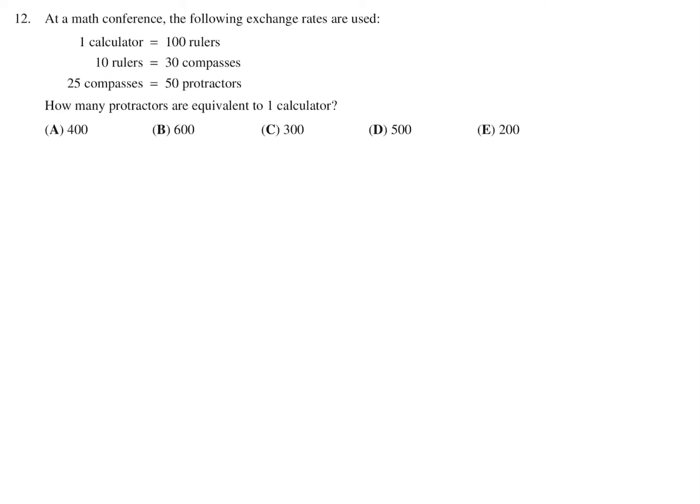At a math conference, the following exchange rates are used. 1 calculator equals 100 rulers, 10 rulers equals 30 compasses, and 25 compasses equals 50 protractors. How many protractors are equivalent to 1 calculator?